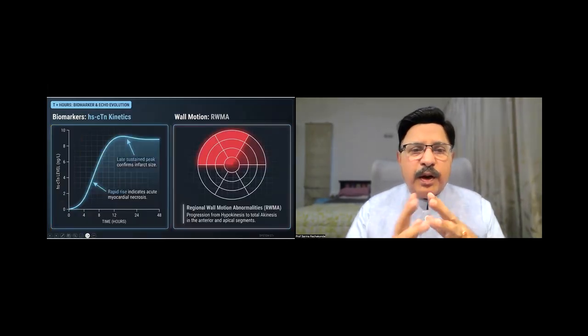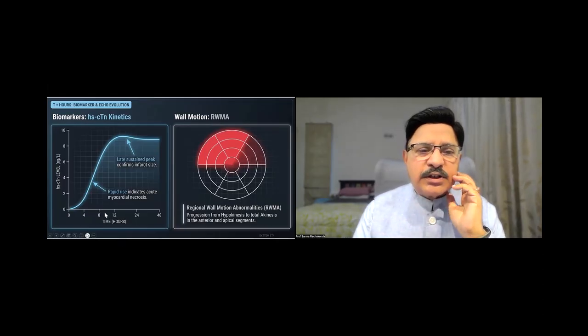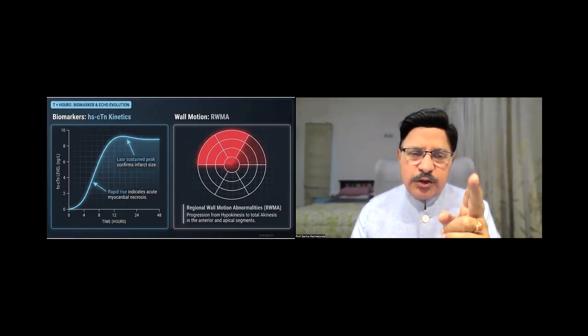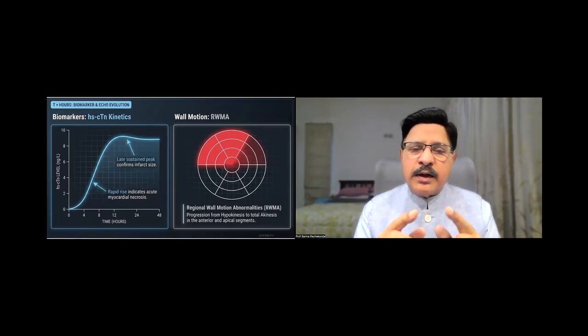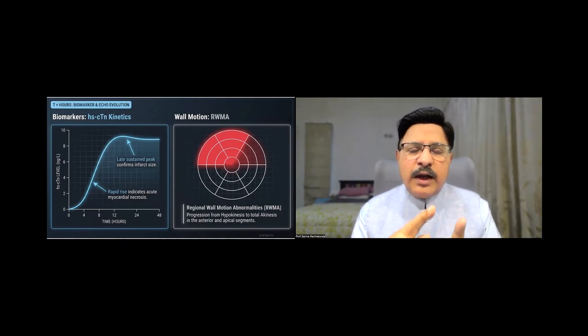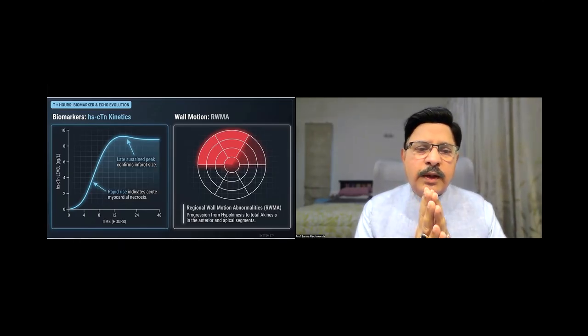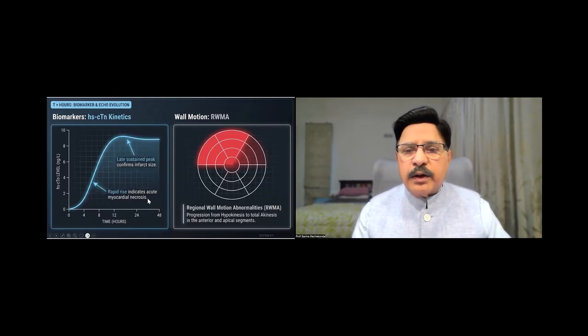Okay. Now, high-sensitivity troponin kinetics. Last class we saw a rapid rise. What is delta? Somebody asked. Delta is the difference between the troponin at 0 hour and 1 hour, 1 hour and 2 hour. That difference is called delta. Whenever we say delta in medicine, it is the difference between the earlier value and the next value. A delta of higher degree, a late sustained peak, confirms the infarct size, and a rapid rise indicates acute myocardial necrosis.